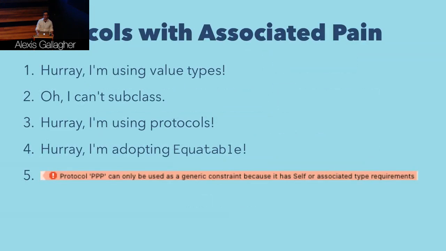Oh, I can't subclass. No problem. Okay, I'm using protocols, the Swift protocols. All right, I need to implement Equatable because equality comes up a lot. And then, bam, right away, you get this error: Protocol can only be used as a generic constraint because it has Self or associated type requirements. You hit this as soon as you're working with a protocol with associated types.